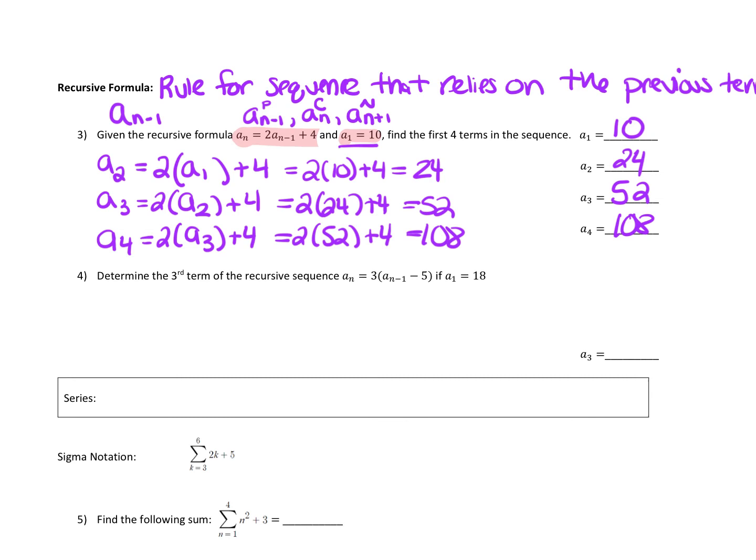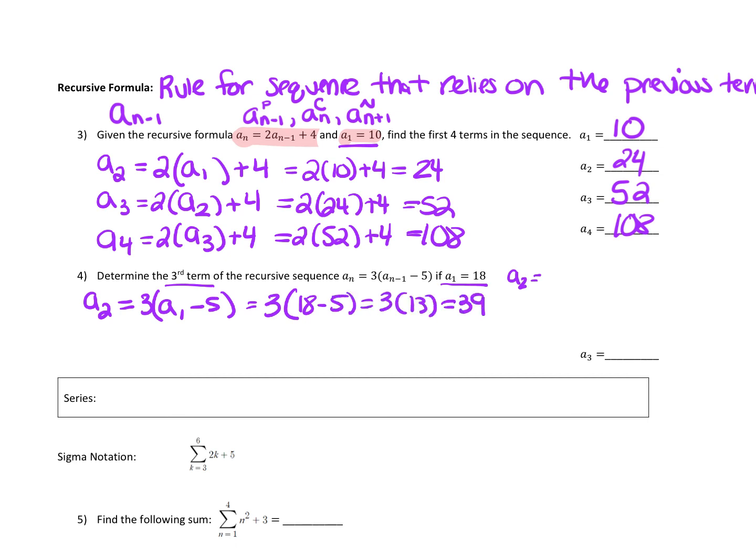All right, so now we want to determine the third term of this recursive sequence. And they give me a1, but I'm going to have to find a2 before I find a3, because when I have recursive, it's always dependent on the term before. So I'm going to have to find a2, meaning I'm going to have to do 3 times a1 minus 5. So I'm going to do 3 times 18 minus 5. So 3 times 13, and so that's going to be 39.